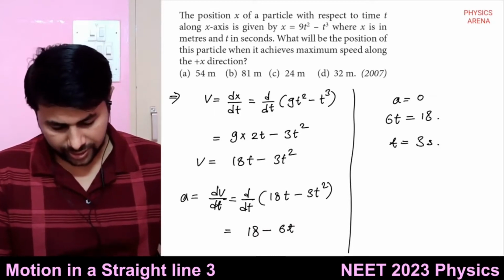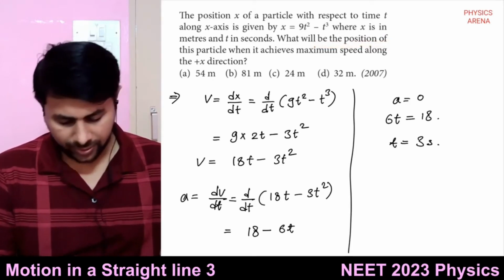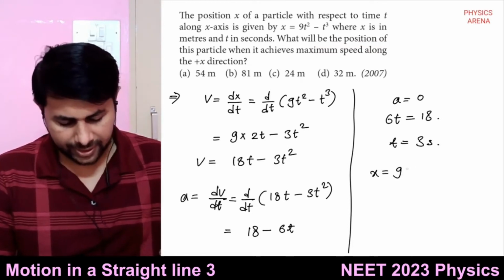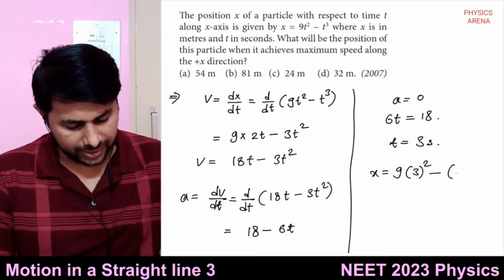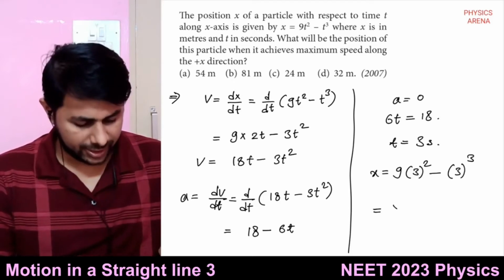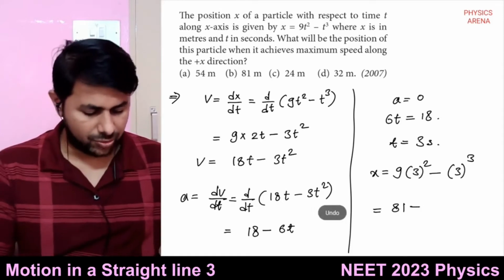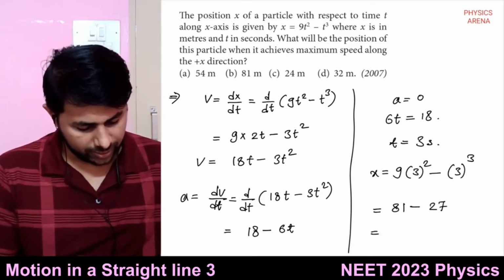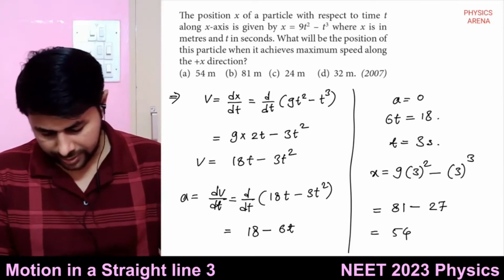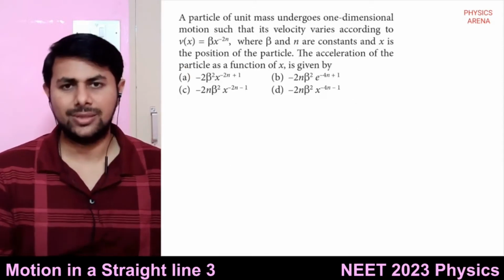And the question is, what will be its position when it achieves the maximum speed? So we have to find the position at this time. So x is equal to 9 times t square minus t cube, so 9 times 3 square minus 3 cube. 3 square is 9, 9 times 9 is 81, 81 minus, sorry, 3 cube is 27. So the answer would be 54, right? So 54 meters is the answer. Got it? Simple. Next question.